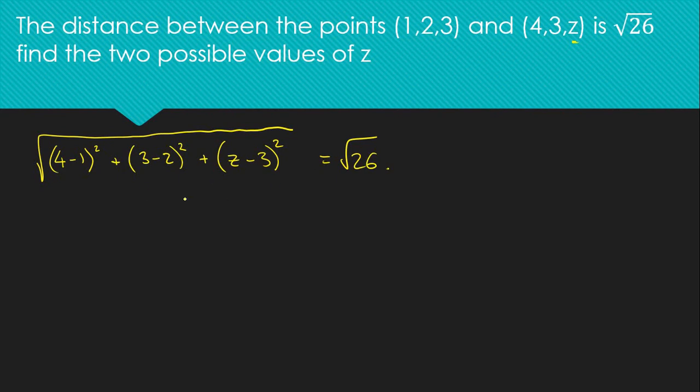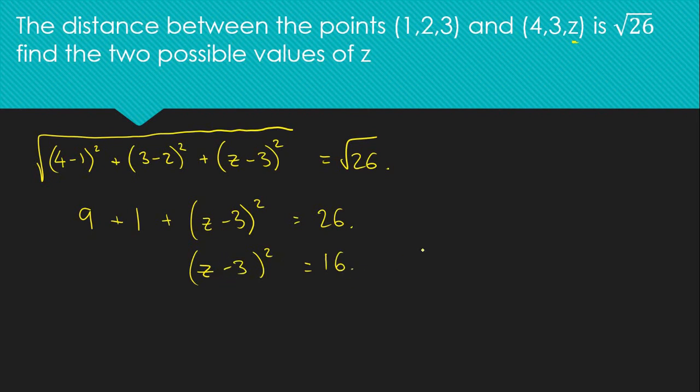Okay, I'll cancel off the roots, and what I'm going to get is going to be 4 take away 1, which is 3 squared is 9, plus 3 take away 2, which is 1 squared is 1, plus z subtract 3 all squared is equal to 26. It might be your inclination to try to expand that, but actually you'll see in just a second why it's probably not the best idea. Okay, I'm going to subtract 10 from each side, I'll get 16, and now I can just isolate the z.